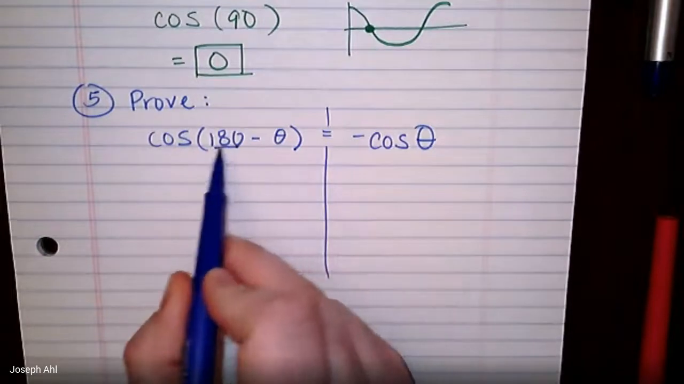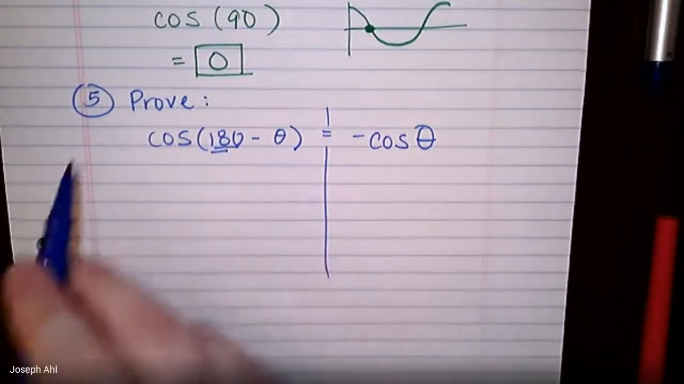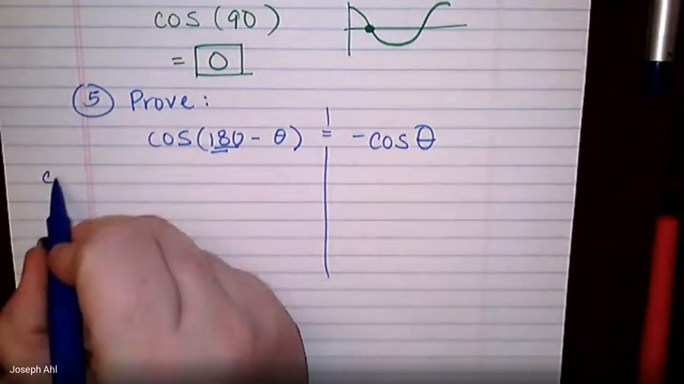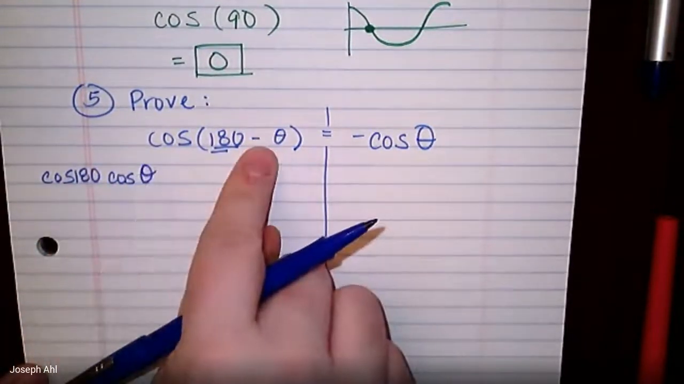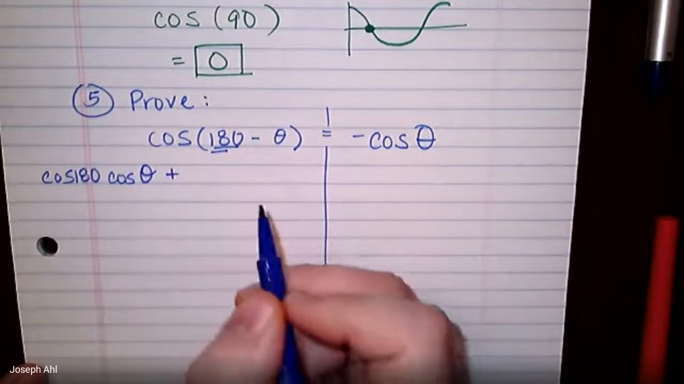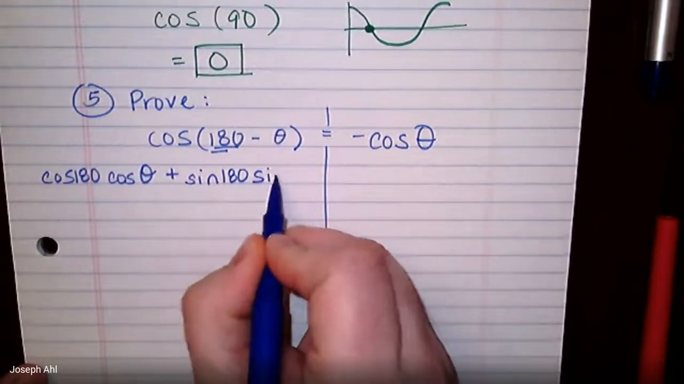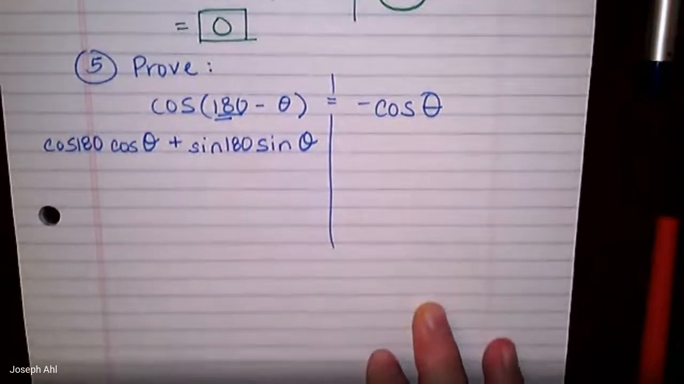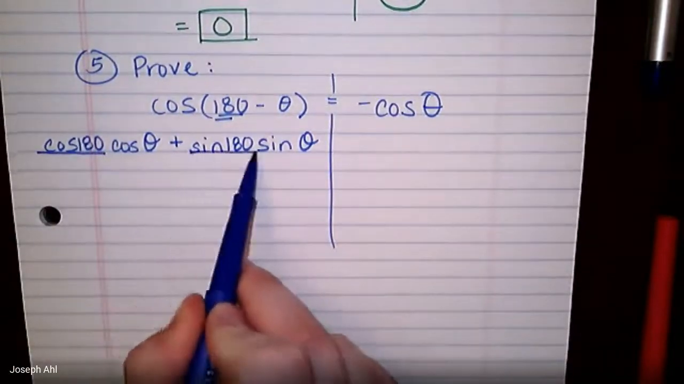Notice how one is an angle that we're given the measure for, and the other is just kind of a general theta there. So when I expand this out, it's going to be cosine, cosine, sine, sine. That's the pattern for a cos formula. Cos 180, cos theta. The difference of those angles would make it a plus sine 180, sine theta.